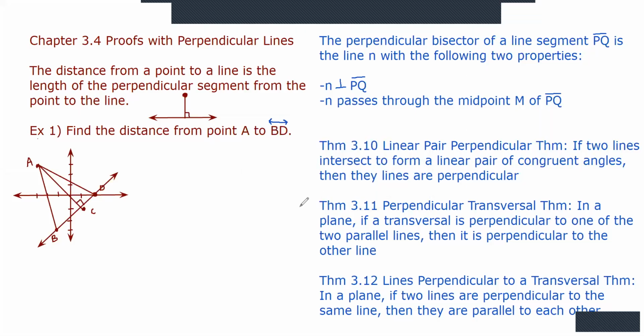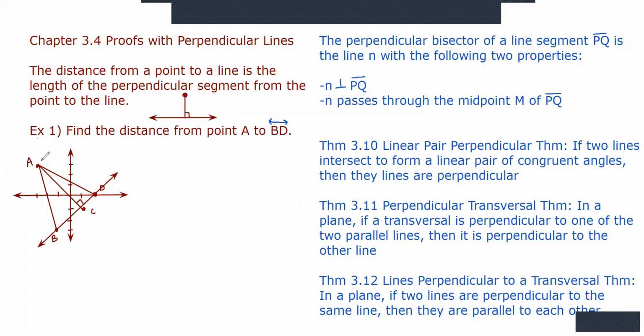This is chapter 3.4, Proofs with Perpendicular Lines. The distance from a point to a line is the length of the perpendicular segment from the point to the line. So if we have any given point on a plane and we have another line, then the distance from that point to the line is this segment right here that's perpendicular to this line. Given that, find the distance from point A to line BD.